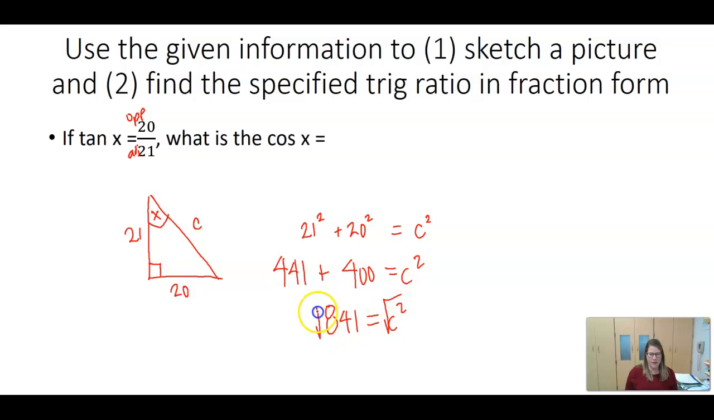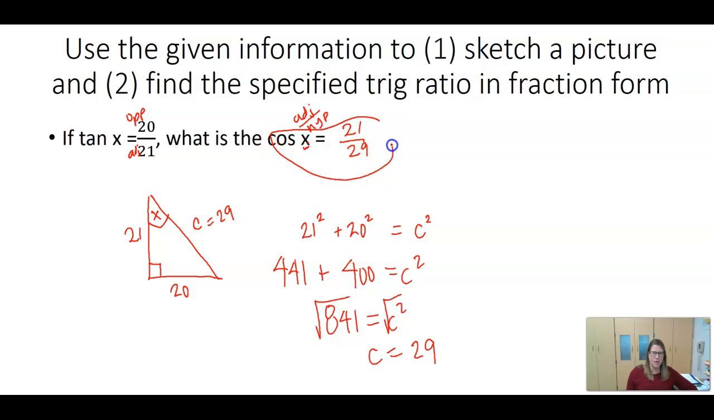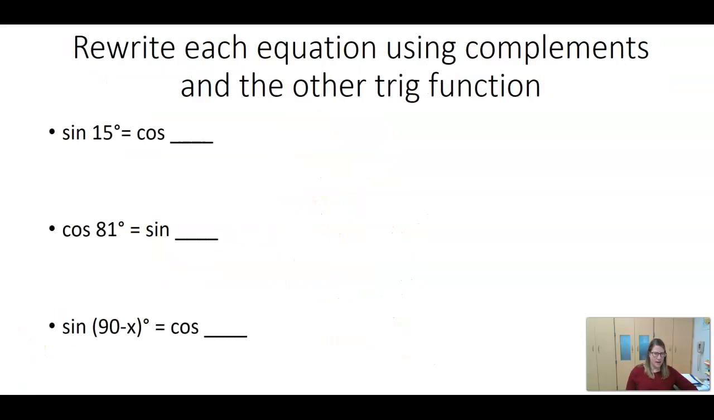In order to get rid of the square, I'm going to take the square root. So the square root of 841 is equal to 29. Perfect square. So c is equal to 29. So now I can find cosine, which is the adjacent side over the hypotenuse. Same angle here, right? So the adjacent side is 21, and the hypotenuse is 29. So the cosine of x would be equal to 21 over 29. Okay, not too bad. So now we're going to talk about complementary angles.